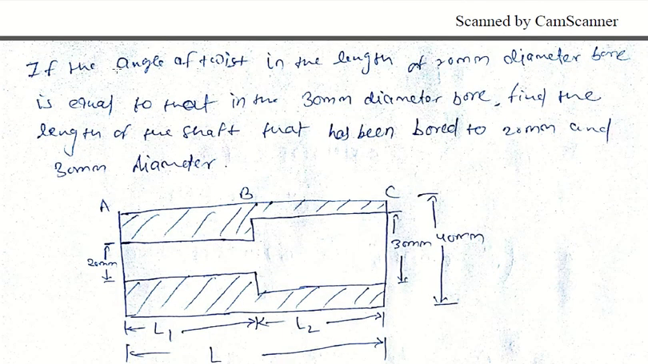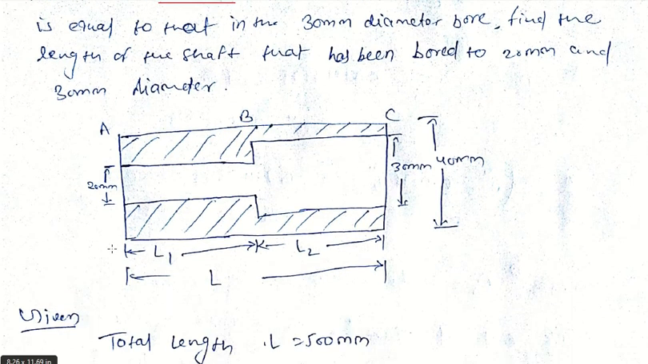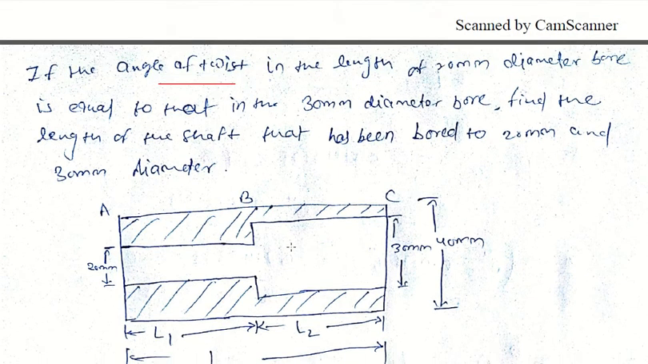And if the angle of twist in the length of the 20 diameter bore is equal to that in the 30 diameter bore, find the length of the shaft that has been bored to 20 and 30 diameter. Now here the angle of twist for both the lengths of the shaft is the same. So here is the diagram according to the given question.